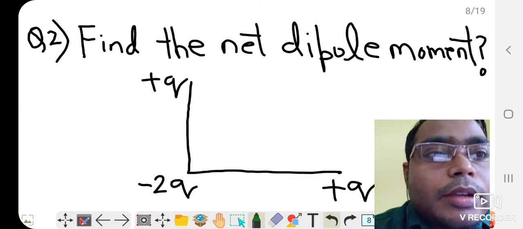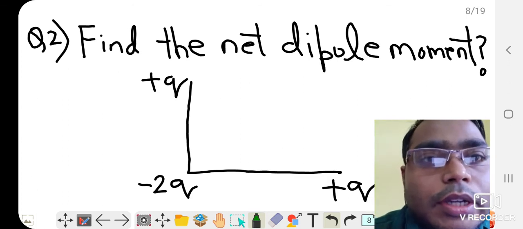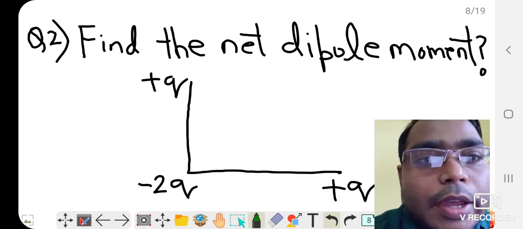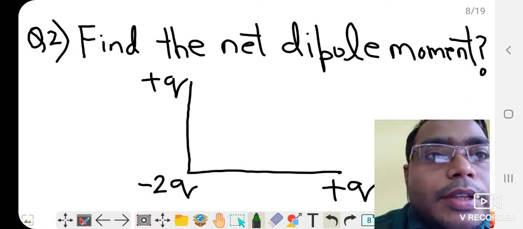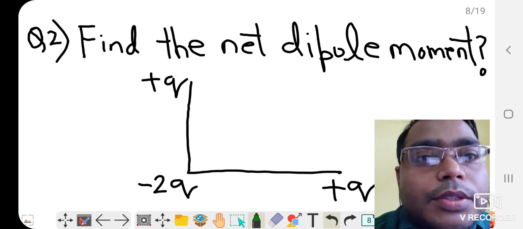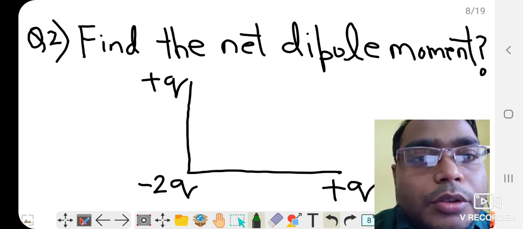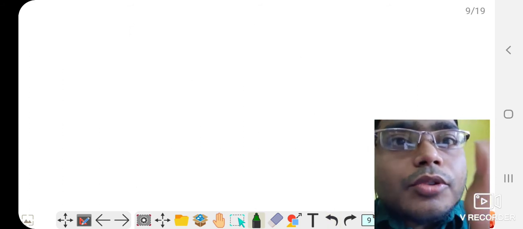You can see the diagram given. There are three charges: plus q, plus q, and at the origin minus 2q. So here it is asked to calculate the net dipole moment. So what is the net dipole moment? How can we find it out? Let us try to understand this question.